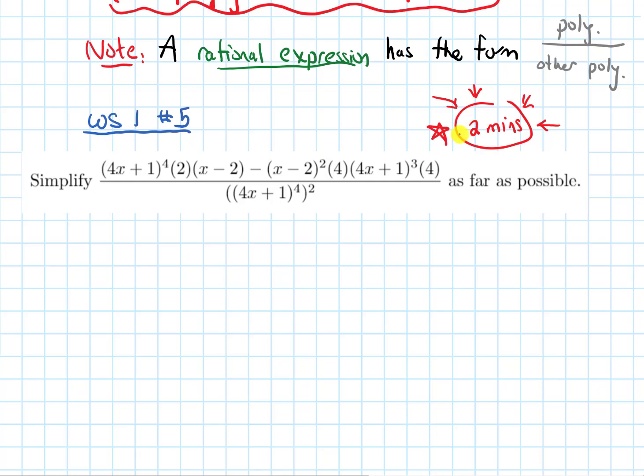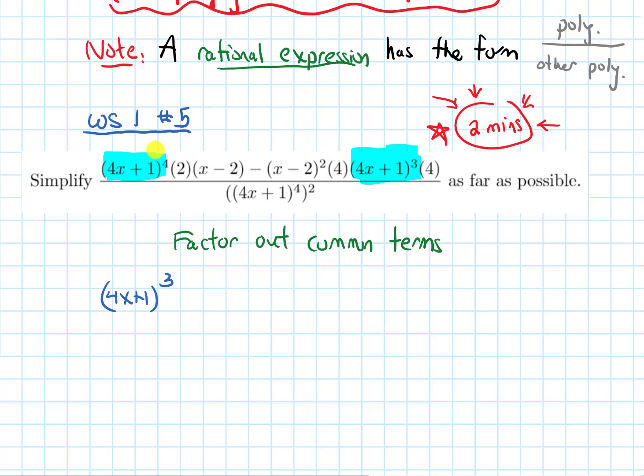Mostly I want you to be thinking about what the key ideas are. How would you get started? Alright, so to get this one started, let's factor out the common terms. And we notice here that in the numerator, there are a couple of these 4x plus 1 to a power terms, here and here. So I'm going to be able to take out 4x plus 1 to the third because that's the smaller of those two powers.